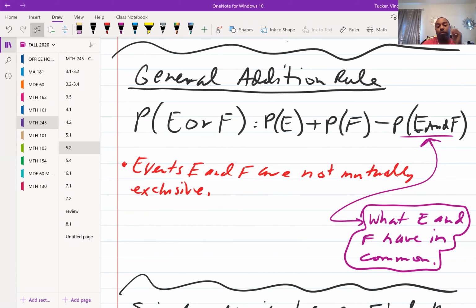All right, so the general addition rule. This is for when you have events that are not mutually exclusive. In other words, they do have something in common. We have an extra piece. If we want to find the probability of E or F occurring, you take the probability of E plus the probability of F and subtract the probability of E and F. That's what E and F have in common. You'll see why that has to happen. But this part is not a part of the calculation when you have mutually exclusive events because they don't have anything in common, so that would just be 0. That's why that piece is there now, because we're looking at the general rule for your events.